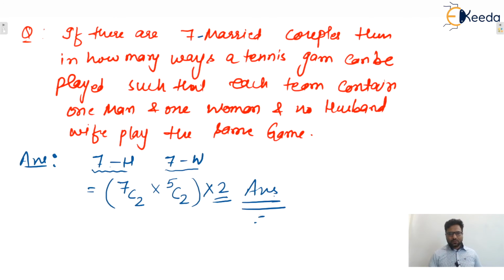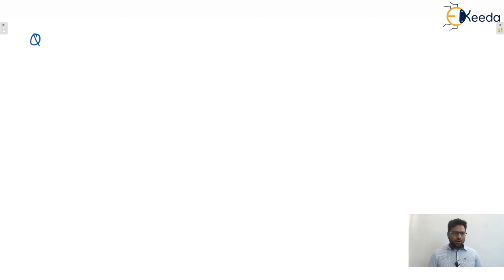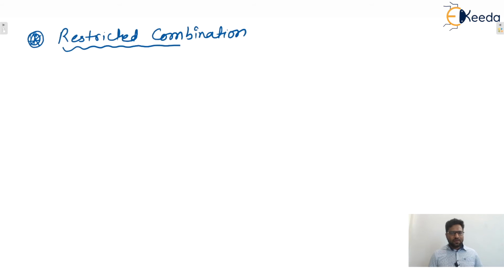Okay. Write down the next one. Let's say the next topic is restricted combination. Some restrictions will be there, then we'll see the total number of ways. So we'll see restricted combination. Write down the first point.